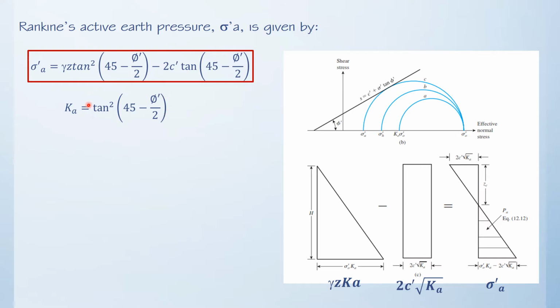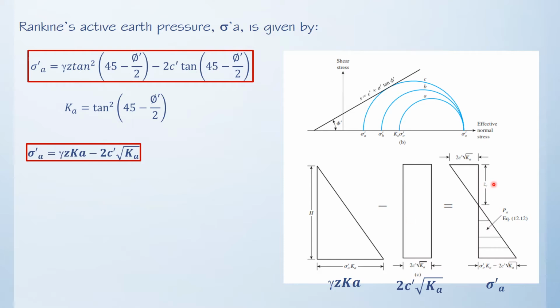So observe that this quantity is the same as this term as well. So if we want to simplify this Rankine's active earth pressure by substituting this term, we come up with Rankine's active earth pressure equal to the unit weight of the soil multiplied by the distance multiplied by Ka, which is this one, and then minus 2c times the square root of Ka, or coefficient of active pressure.